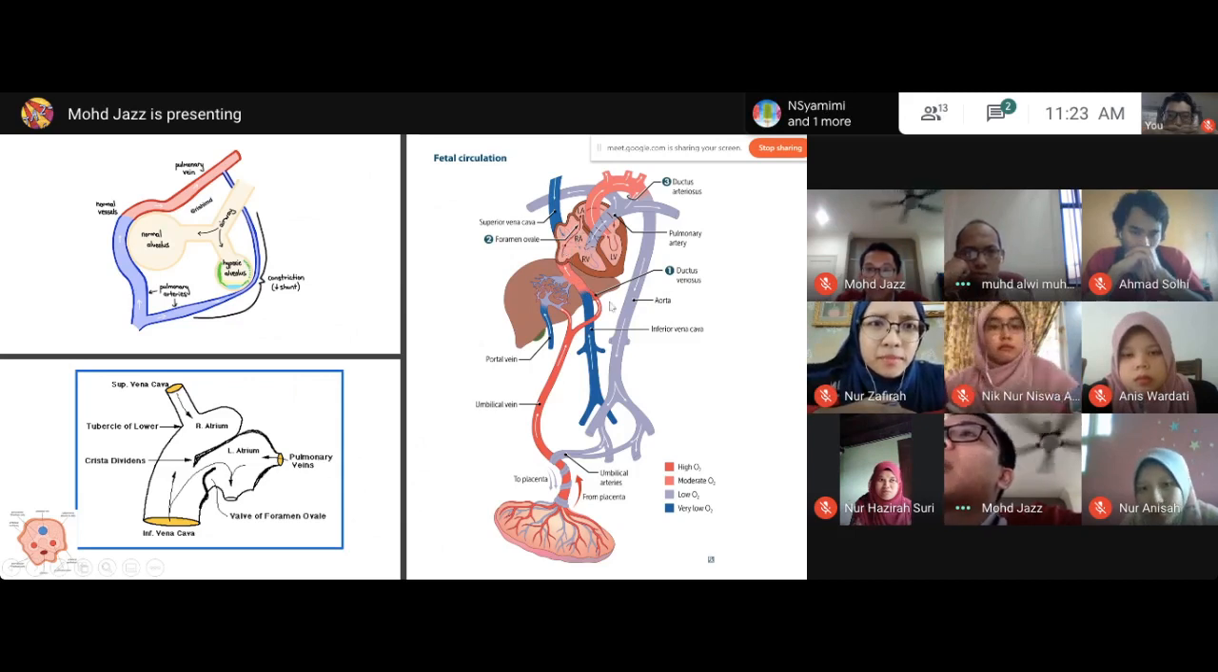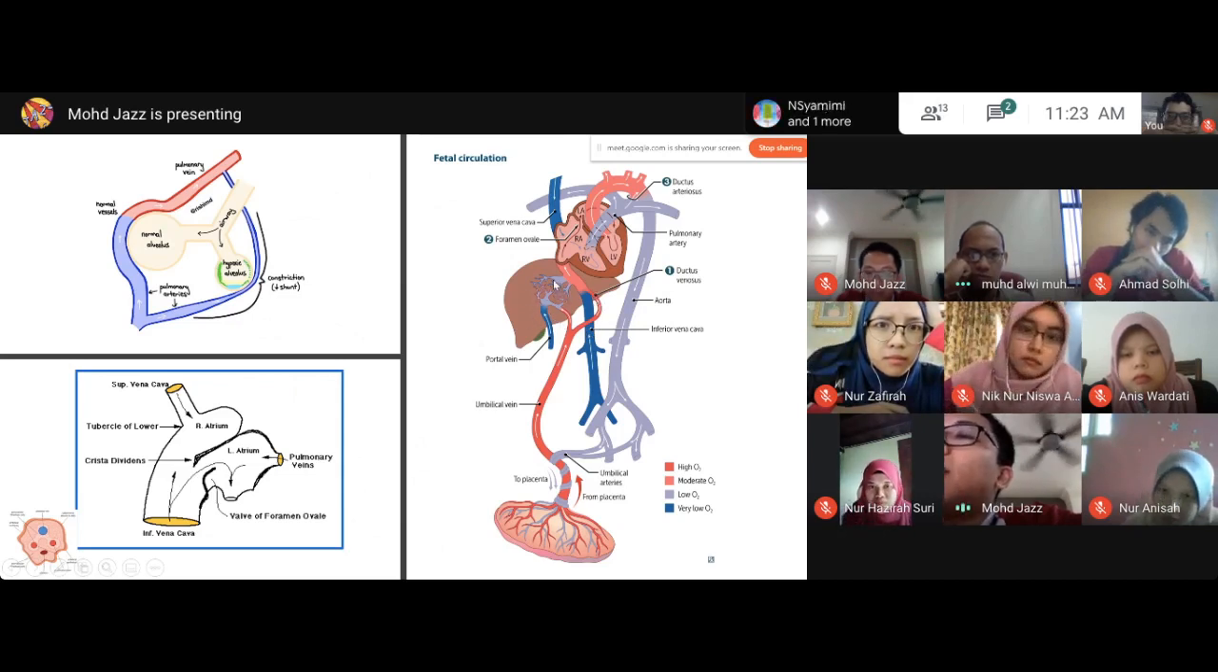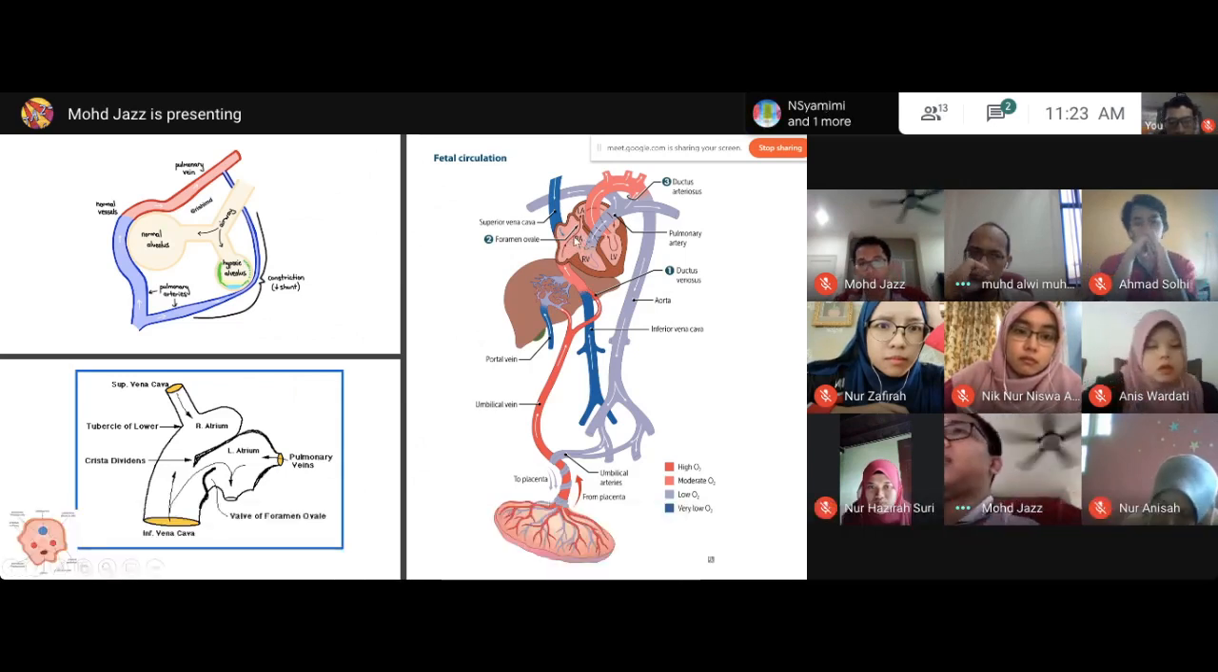So it flows here through the ductus venosus because they will face resistance in the hepatic circulation, as mentioned previously by Hazira. And then it empties into the right atrium. As it empties into the right atrium, this one is in fetal circulation.